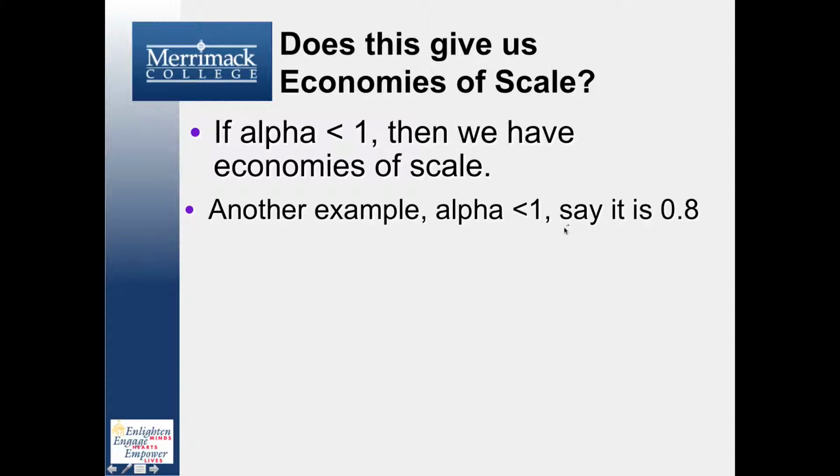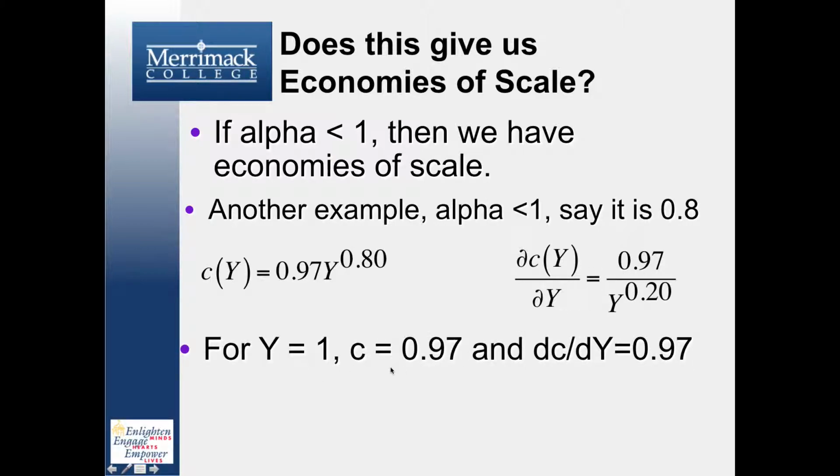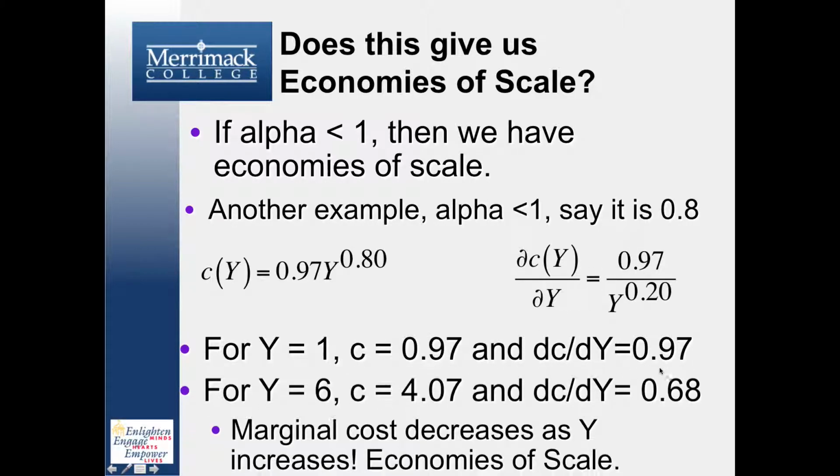Whereas if we do another example where alpha is less than 1, like this is our production function. This would be our marginal cost function. I'm sorry, this is a cost function, not the production function. And this is the marginal cost function. For y, the same numbers as before, but for 6, the cost increases, but the marginal cost decreases. So as I increase y, the increase in the cost is not as fast as the increase in y is. So we have economies of scale.